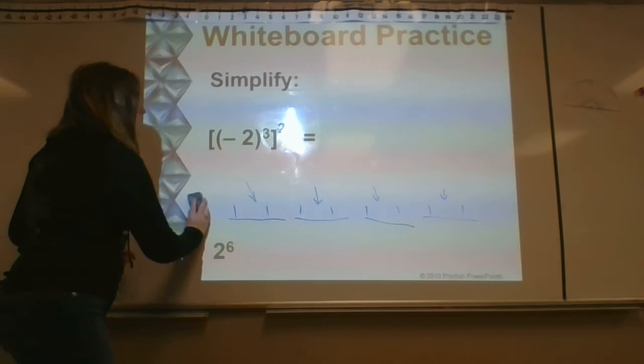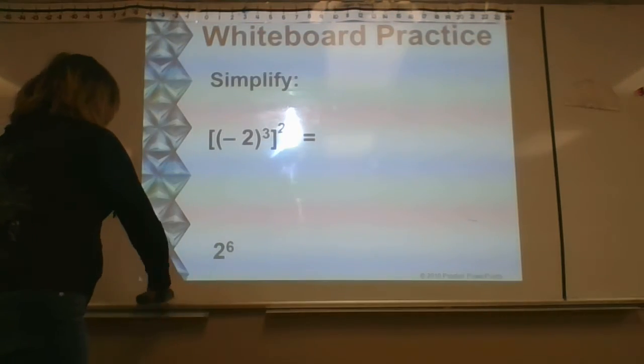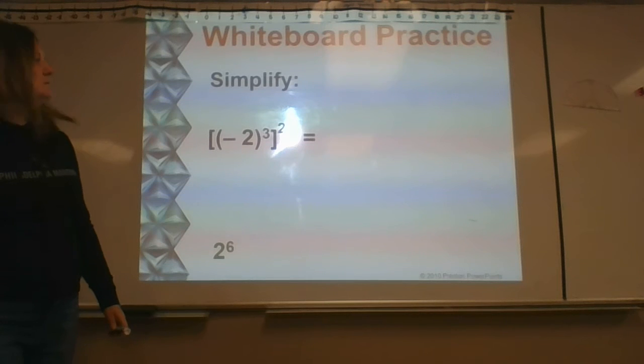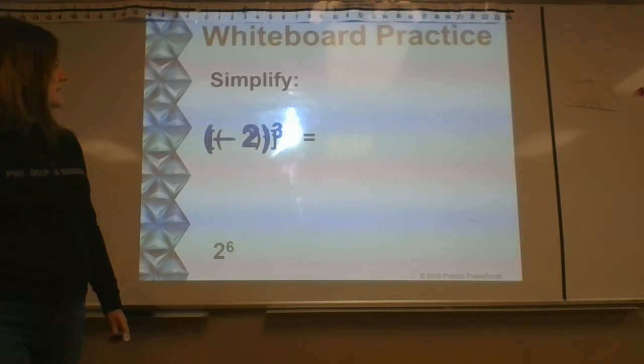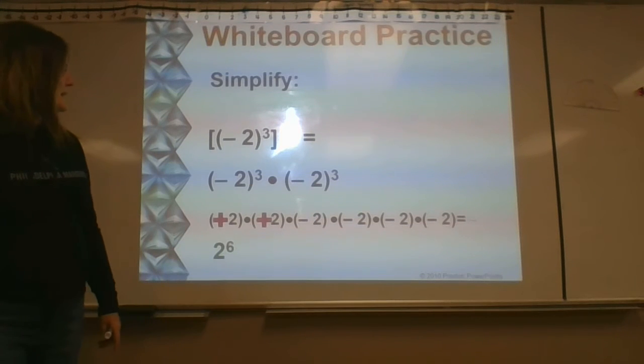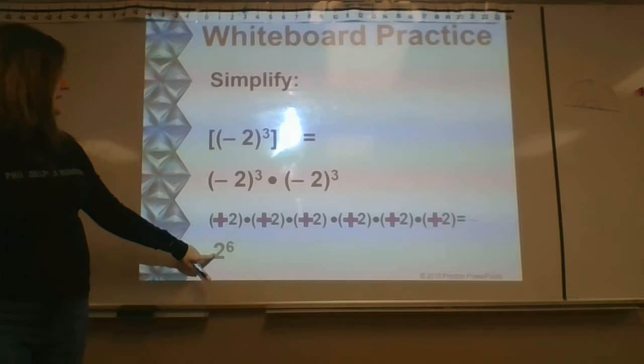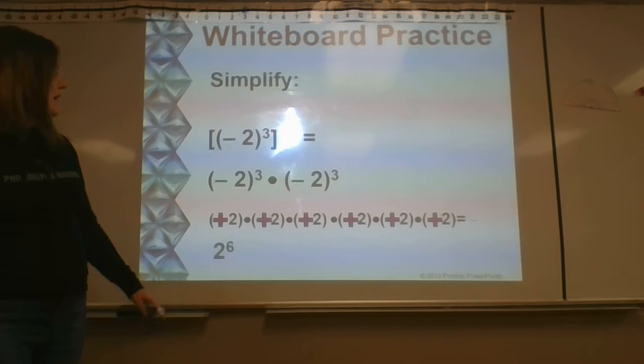Okay, next one, we have negative 2 to the 3rd to the 2nd power. Lots of examples here. That means negative 2 to the 3rd power, times negative 2 to the 3rd power. So we end up with positive 2 to the 6th.